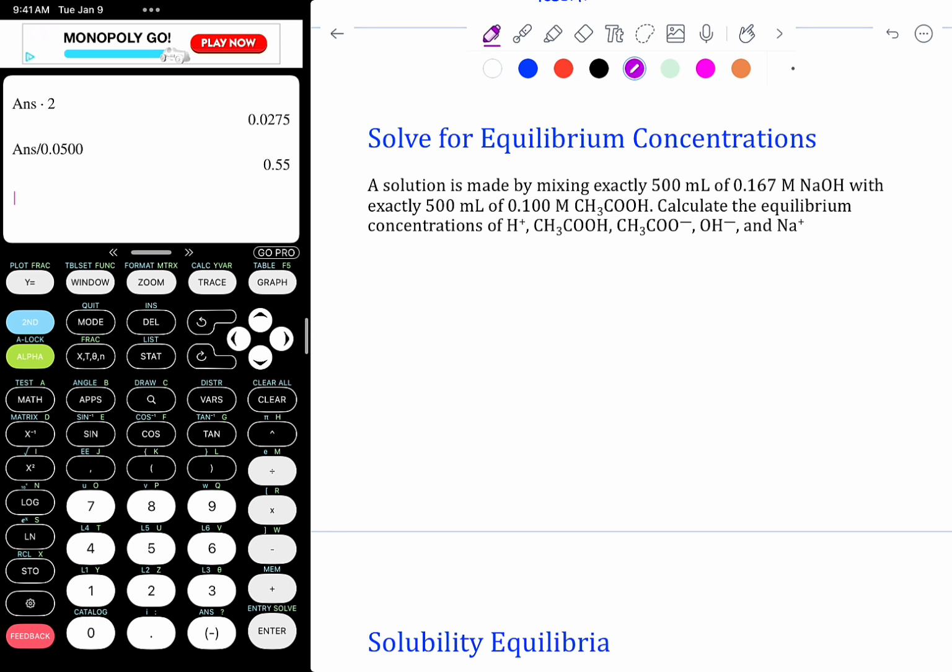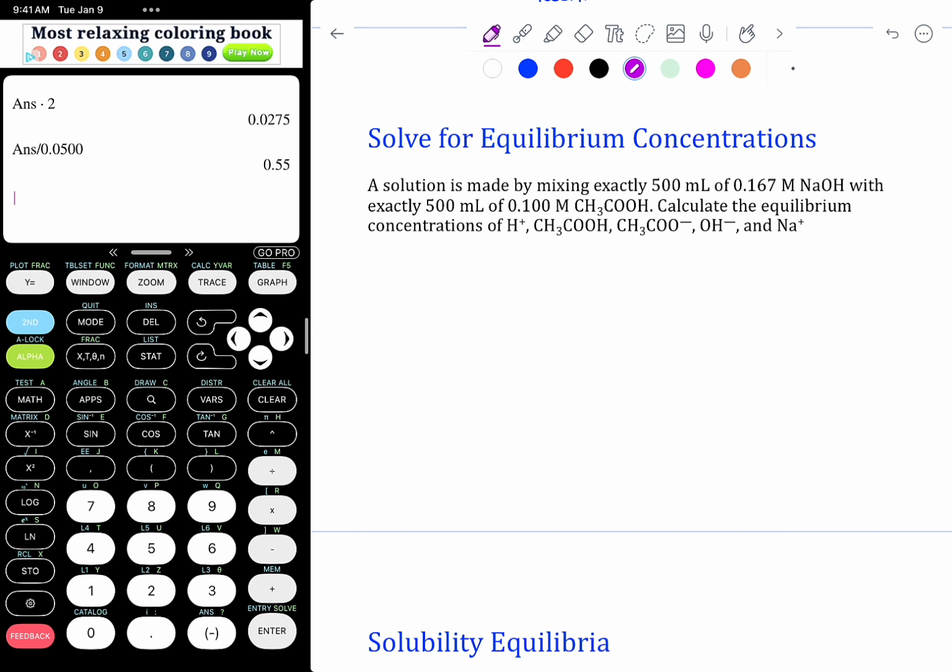So we know that we're going to have to use an ice table because the problem states a solution is made by mixing exactly 500 milliliters of 0.167 molar NaOH with exactly 500 milliliters of 0.100 molar acetic acid. Calculate the equilibrium concentrations of H+, CH3COOH, CH3COO-, OH-, and Na+. So we know that we're going to have to use an equilibrium table, an ice table, because we're looking for equilibrium concentrations, and because we know that we're using acetic acid, which is a weak acid.